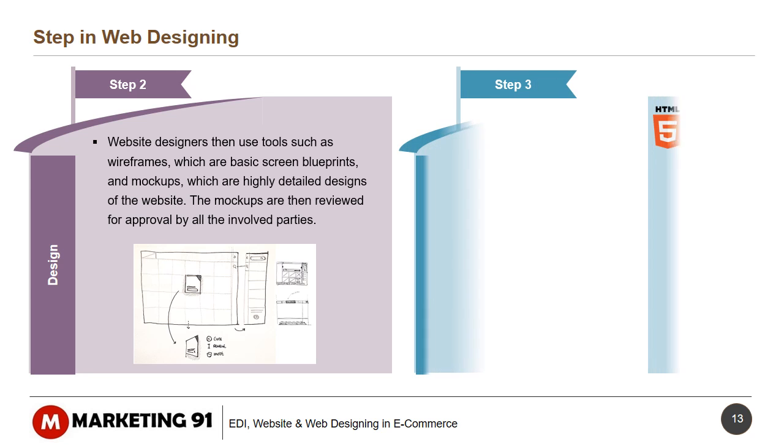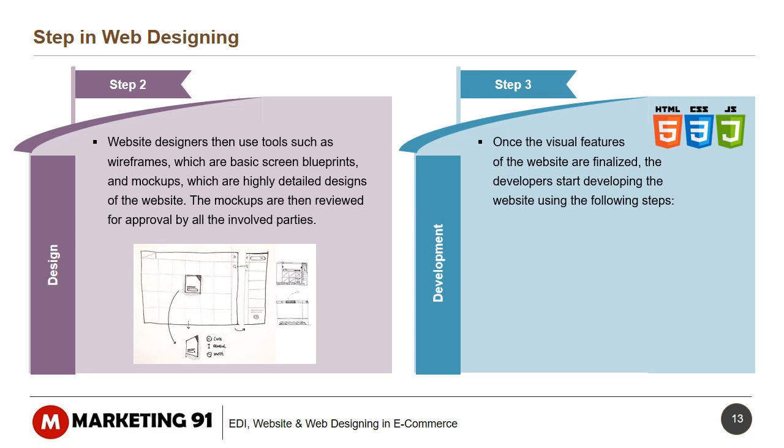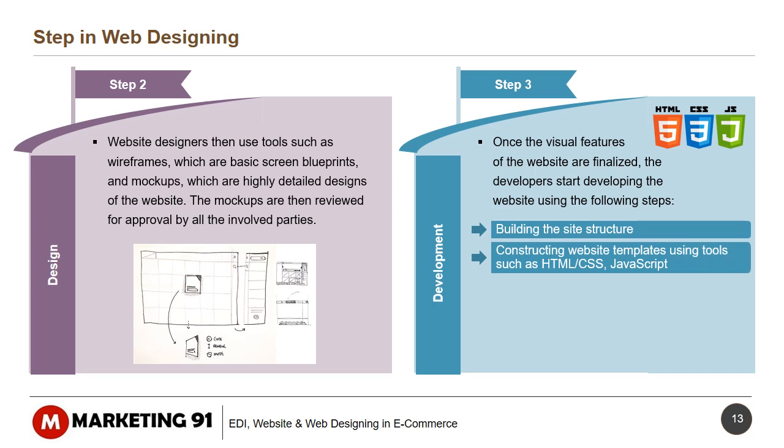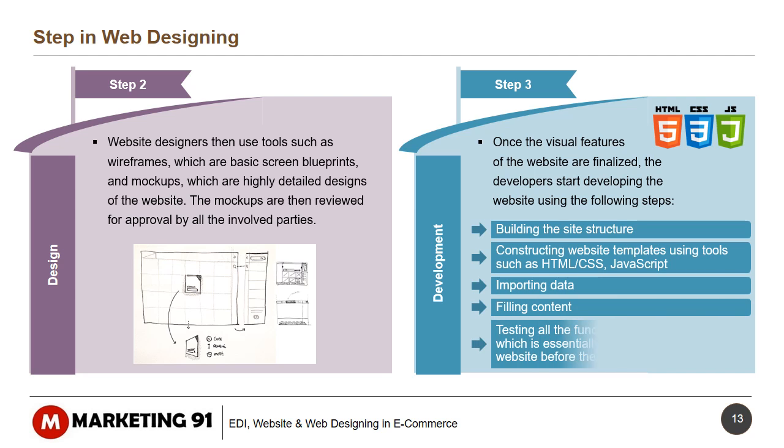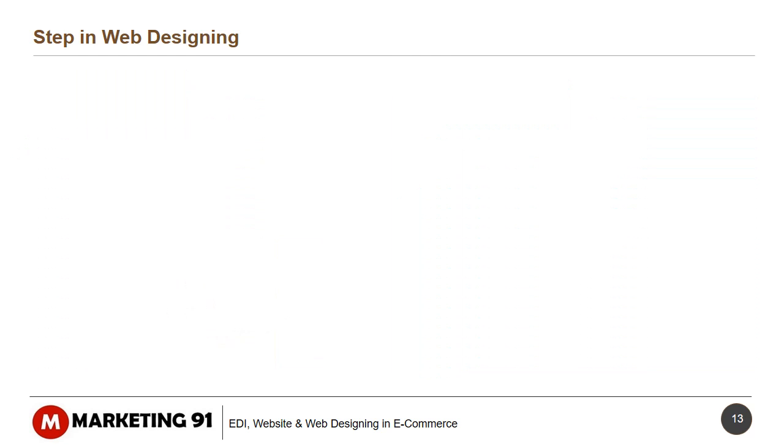Step 3 is development. Once the visual features of the website are finalized, the developers start developing the website using the following steps. Building the site structure. Constructing website templates using tools such as HTML, CSS, JavaScript. Importing data. Filling content, and testing all the functionalities of the website, which is essentially a complete review of the website before the launch of its beta version.